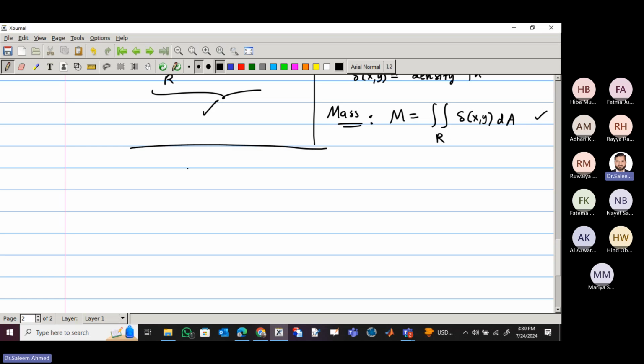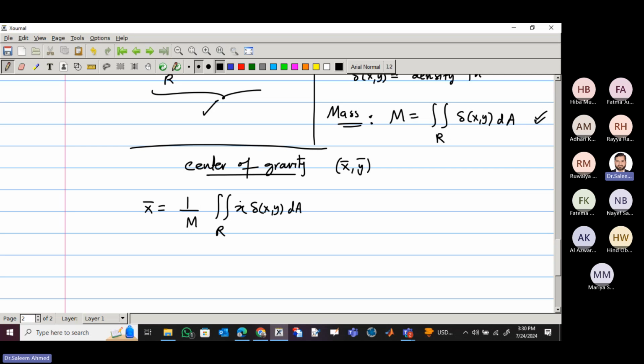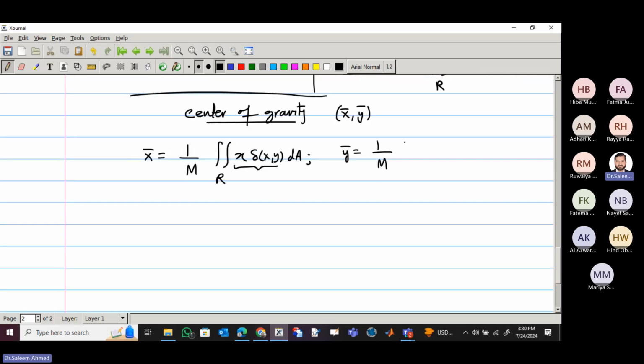Similarly, there was another thing which is center of gravity, right? Center of gravity has two coordinates, x bar, y bar. So where x bar is given by 1 over mass that you calculated here, and then you take the double integral of the density function multiplied with x. You see, if I multiply density function with x, I will get a new function here, right? So I will integrate that function and get x bar. And similarly, for y, I will multiply density function with y and integrate.